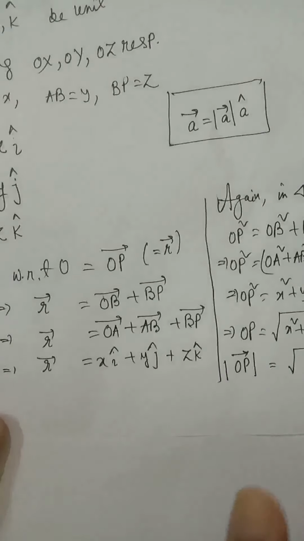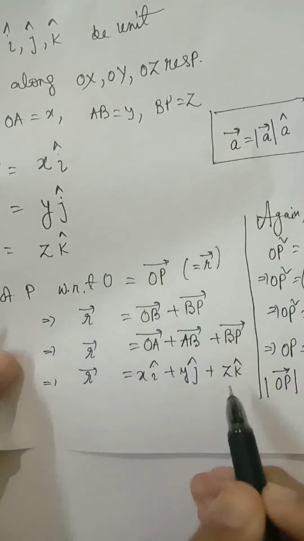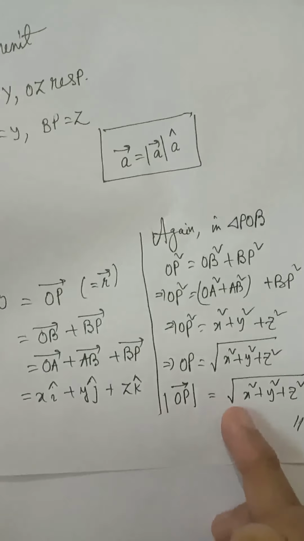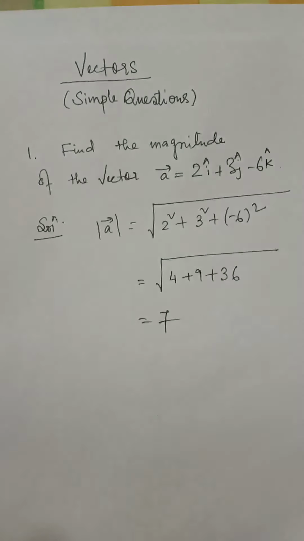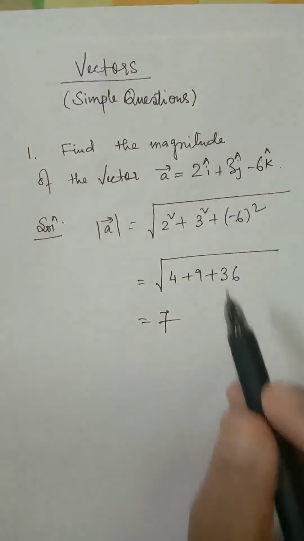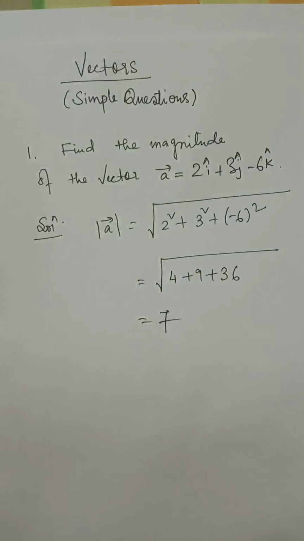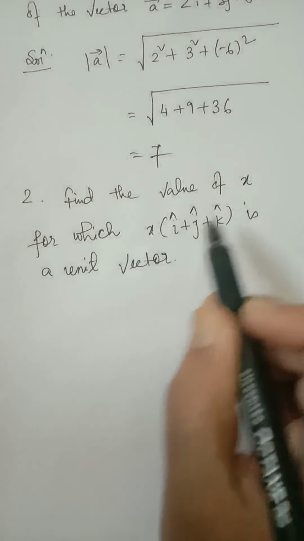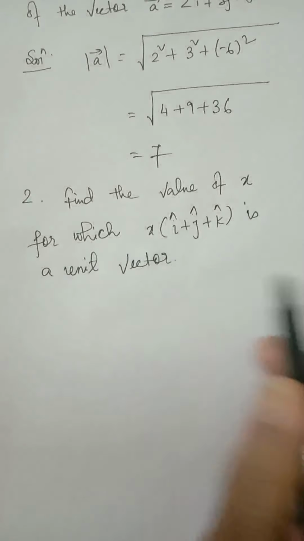In the last class we saw that if OP vector equals xi plus yj plus zk, then the modulus of OP vector will be root over x square plus y square plus z square. Using this idea we have calculated the modulus of A vector equal to root over 2 square plus 3 square plus 6 square.